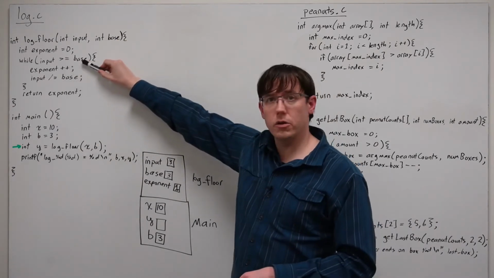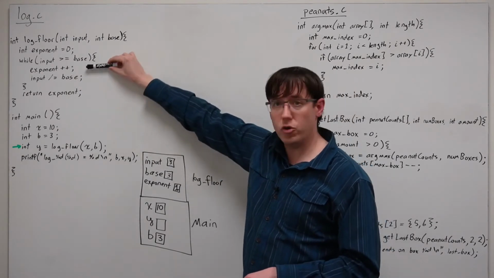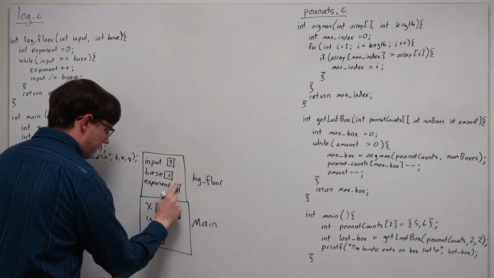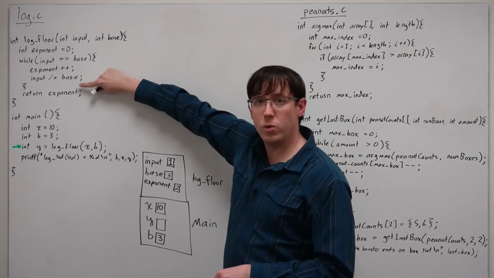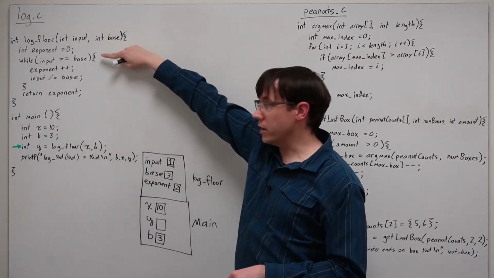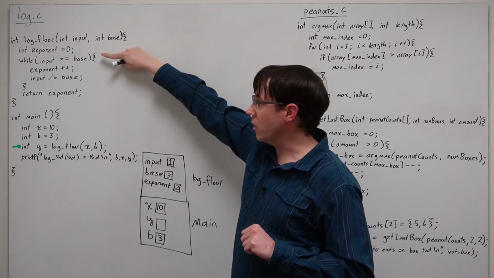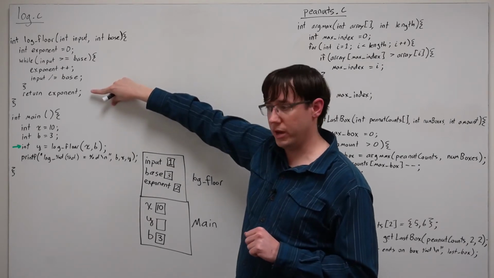Input is still greater than or equal to base, so we execute the loop again, incrementing exponent and dividing input by base. And now when we go back to check the loop condition, input is no longer greater than or equal to the base. So we jump over the body of the loop and arrive at the return statement.